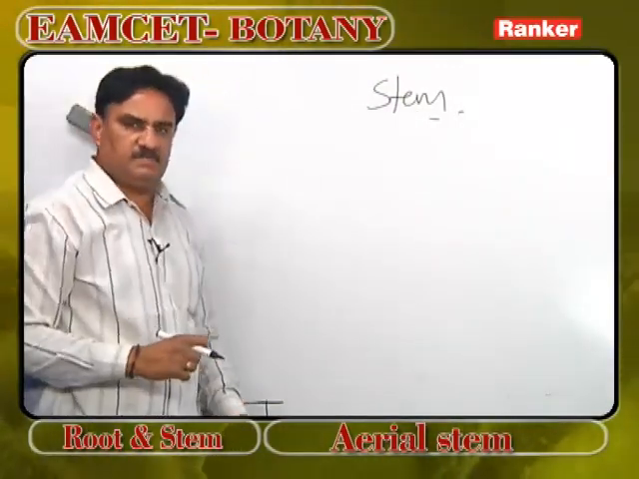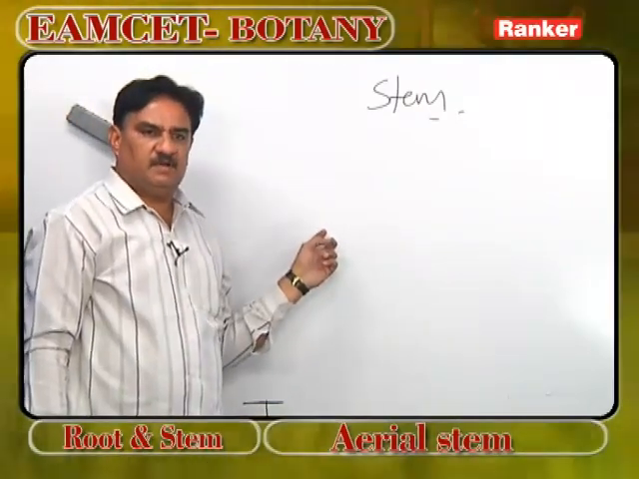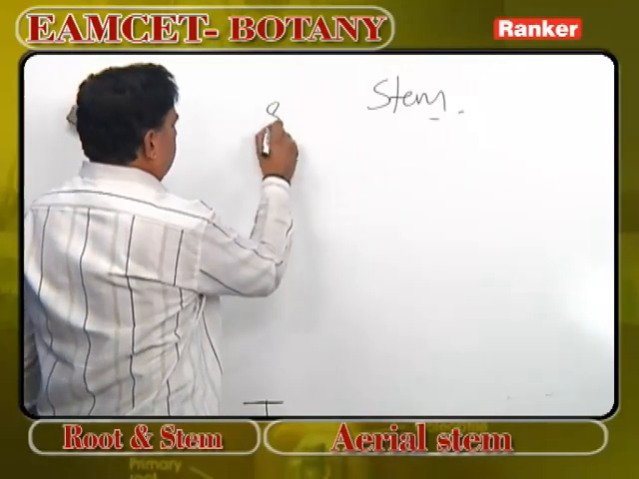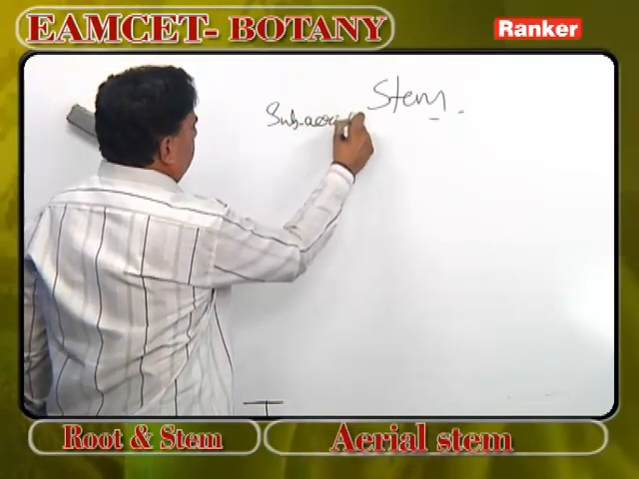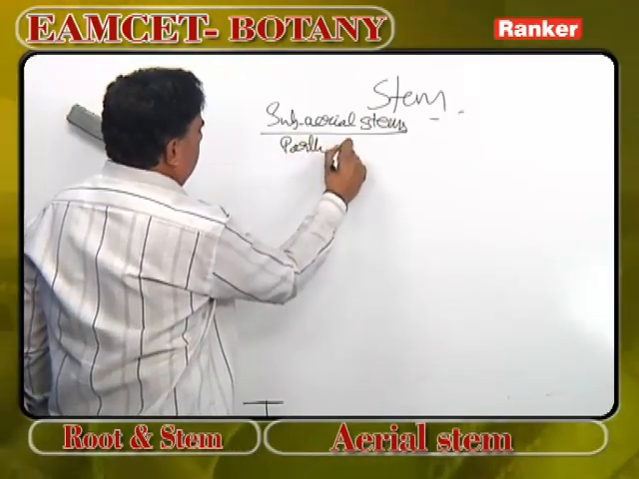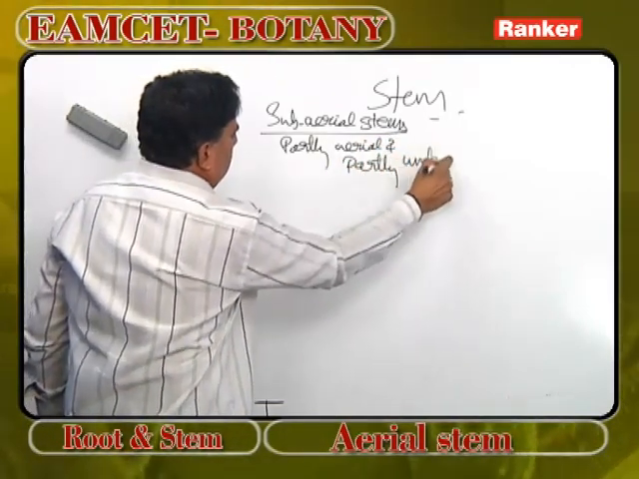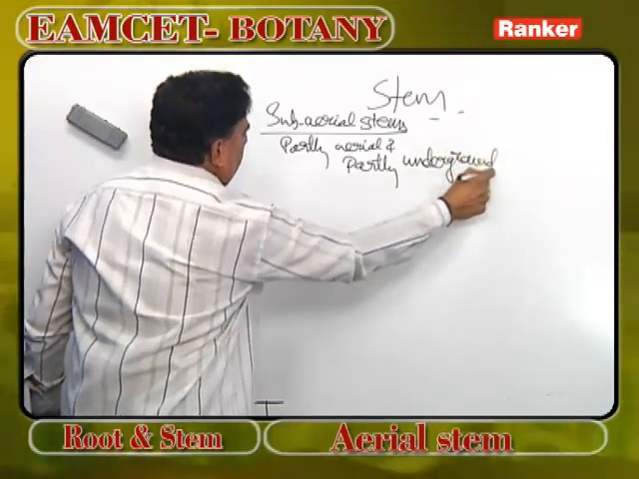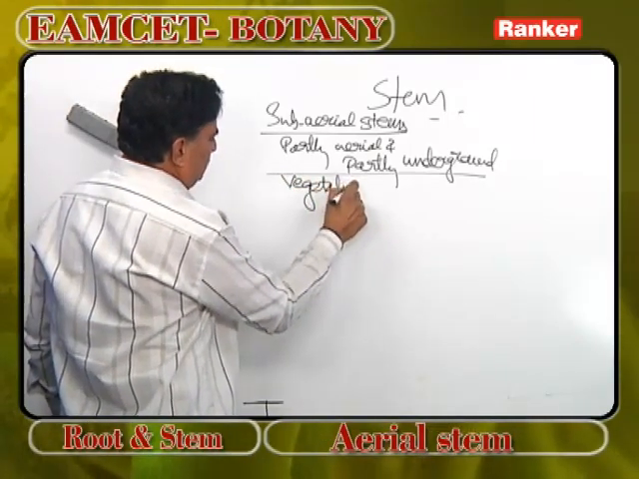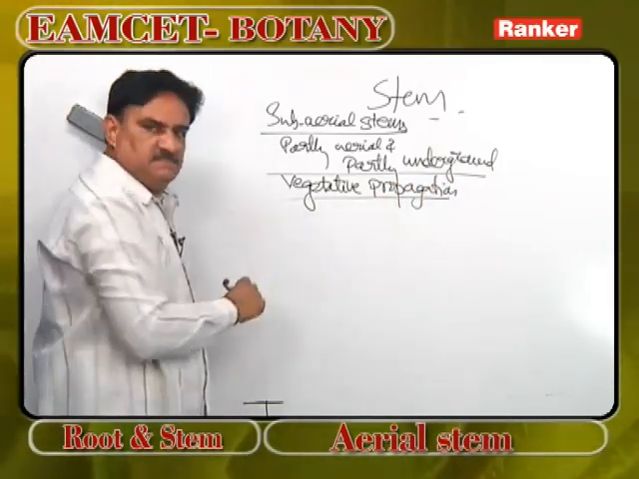Then this is about aerial stem modifications. What are they? Tendril, thorn, hook, phylloclade, cladophyll or cladode, tuberous stem and bulbil. Next, subaerial stems. Subaerial stems are the stem modifications which are partly aerial and partly underground. The main function of subaerial stems is vegetative propagation.